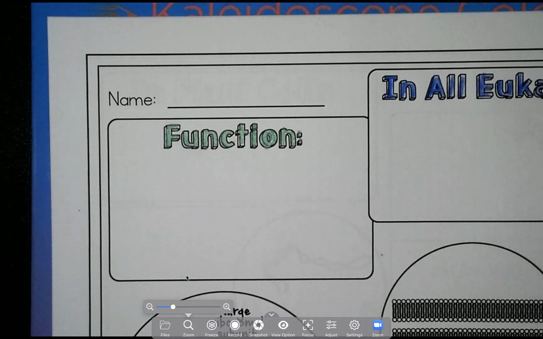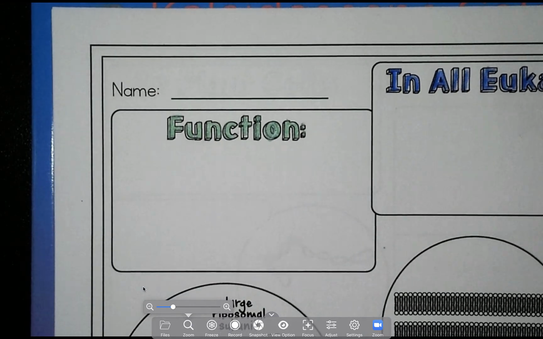Alright, everybody, now we are going to move into looking at eukaryotic cells. Eukaryotic cells include plants, animals, protists, and fungi. Okay, and the first organelle that we're going to look at inside of a eukaryotic cell is the nucleus.